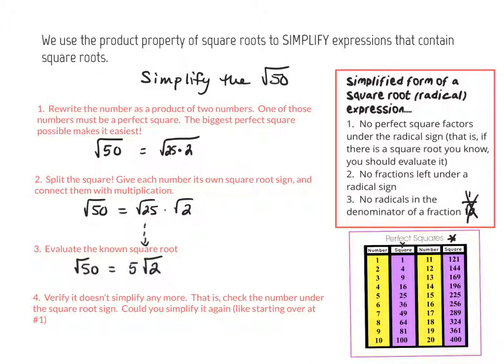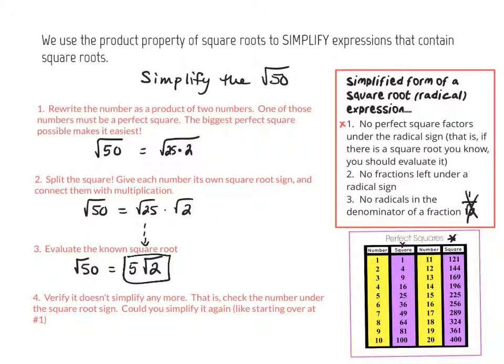Now, we just want to verify that it doesn't simplify anymore. What I mean by that is check the number that's under the square root sign. So I look at the number 2. Would I be able to rewrite that just like I was starting over? Could I rewrite the number 2 using one of my perfect squares? And I cannot. So this signifies this is our final answer. So we go back and check our requirements for simplification.